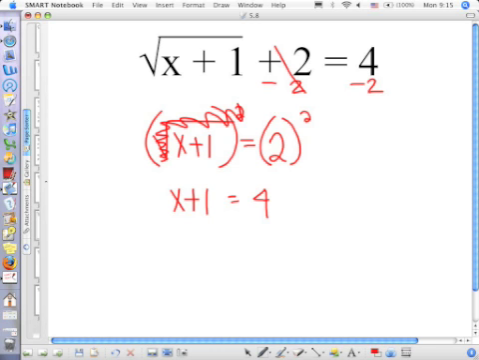Okay? All right, so what's x? X is 3. Well, what was the last thing I had you write down? Always check. Go back to your original. Assume that's a 3. What's 3 plus 1? What's the square root of 4? What's 2 plus 2? 4. It checks out. So I do have a solution. My solution is x equals 3. Okay? Isolate your radical. Undo it. Solve. And check.